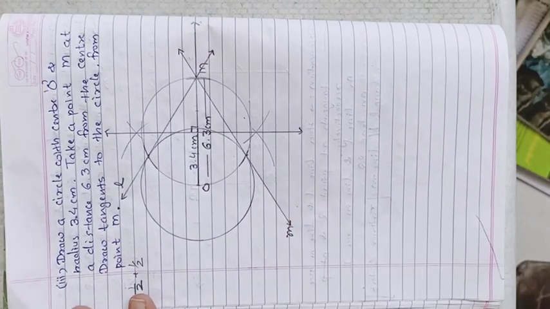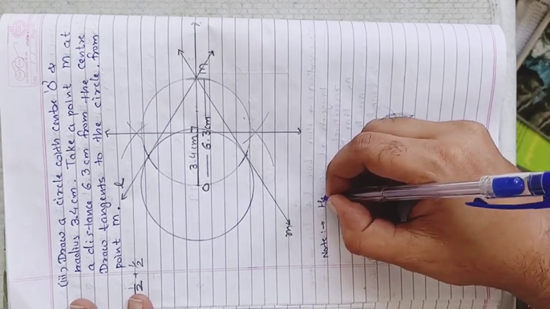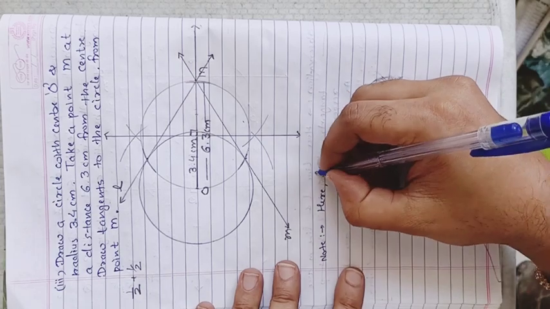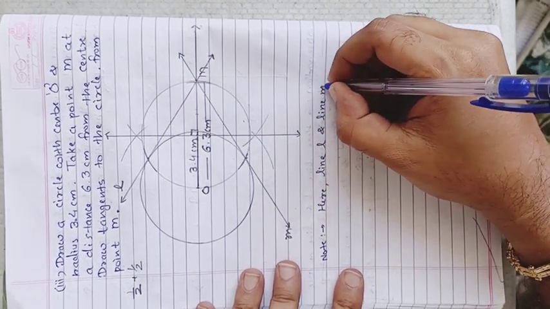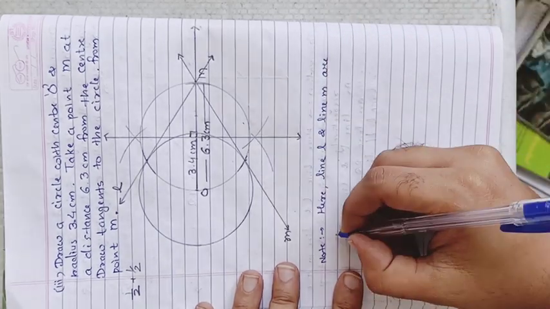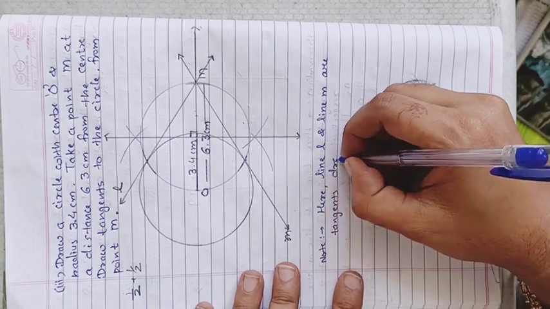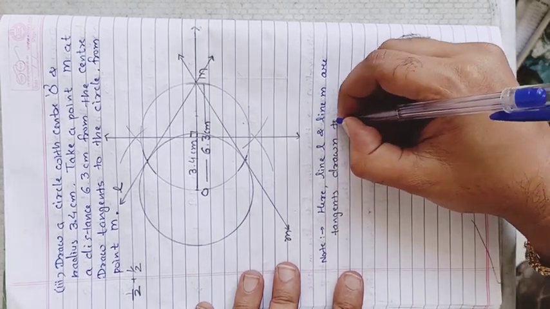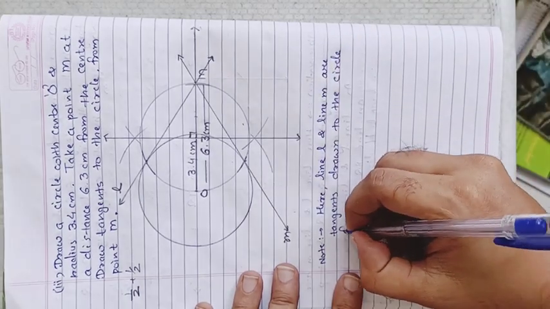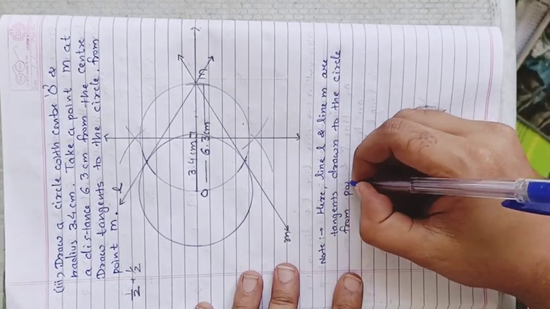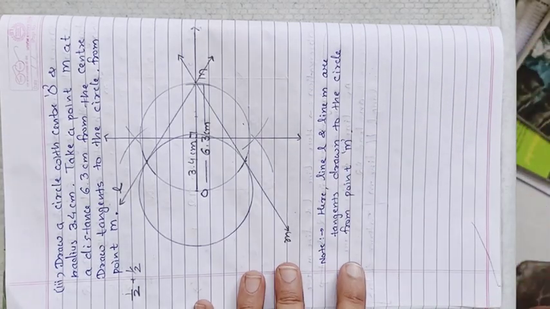Now I will write a note. Line L and line M are tangents drawn to the circle from point M. And if you have written the note as well, you will get half mark.